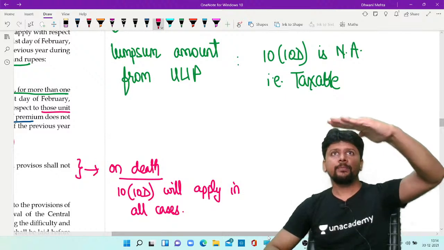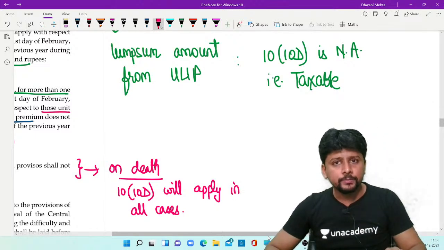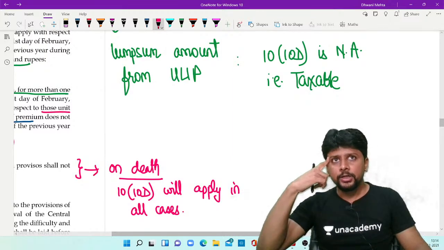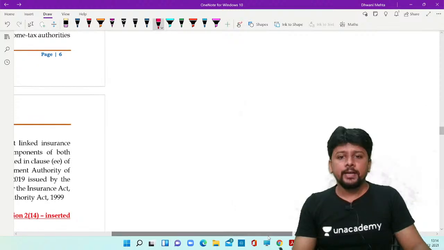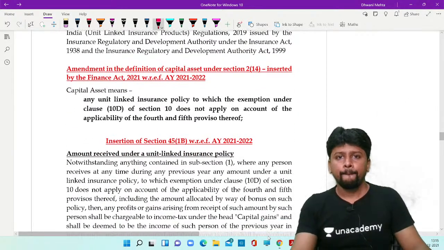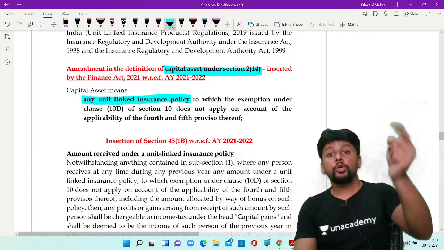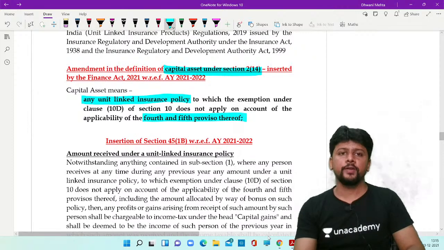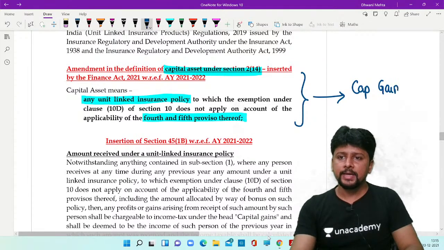That means number one, we have established that amount received from unit linked insurance policies will be taxable if the yearly premium exceeds 2.5 lakhs. Step 2, moment you say it is taxable, next question arises, under what head of income will I pay tax? Second amendment, in the definition of capital asset. The definition of capital asset under section 2 clause number 14: any unit linked insurance policy to which the exemption under 10(10D) is not applicable. Why? Because of fourth and fifth proviso. That means we are establishing one thing, that the head of income here is going to be capital gain.